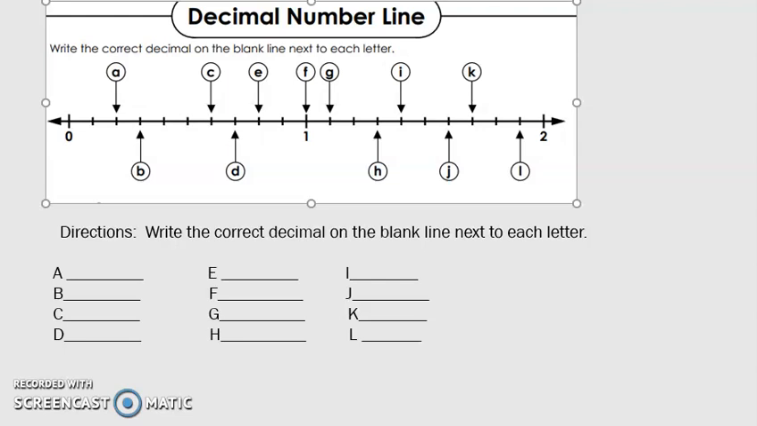Welcome back to part 2 of lesson 14. This is just going to be real quick. Now we're going to put these decimals on a number line.